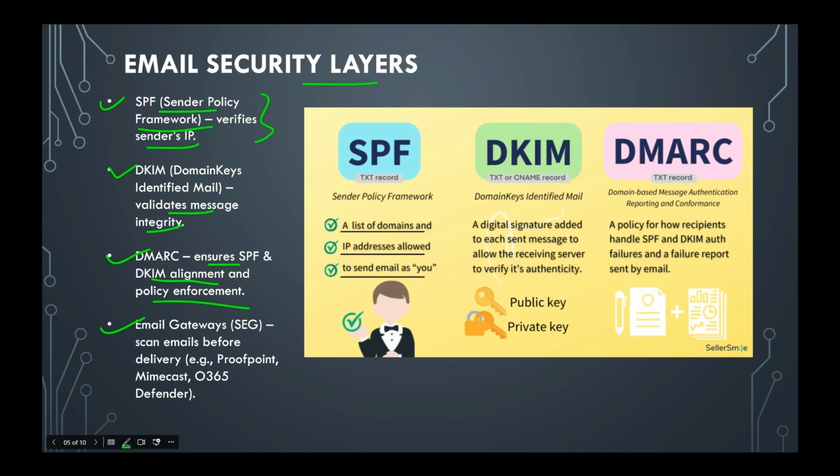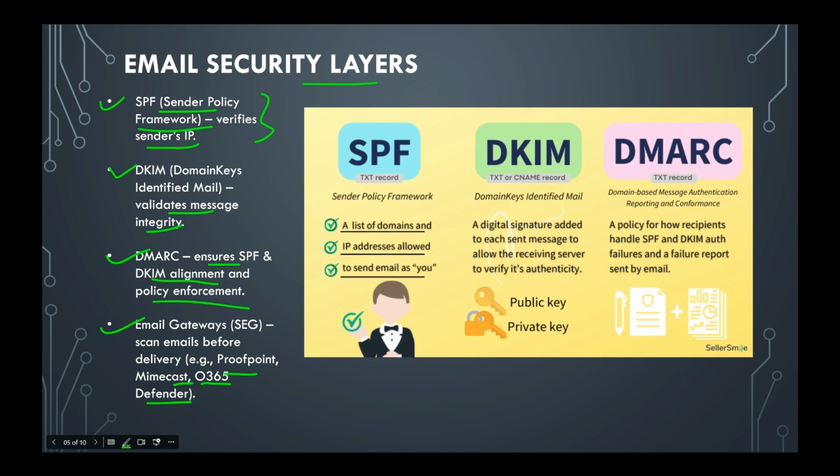Tools like Proofpoint, Mimecast, Office 365, or Defender for Office 365 scan every email for malware, phishing links, spam, suspicious attachments, and data loss attempts. So even if SPF and DKIM pass, the SEG can still block shady content. So in your log, look for spam score, attachment name, or action quarantine.